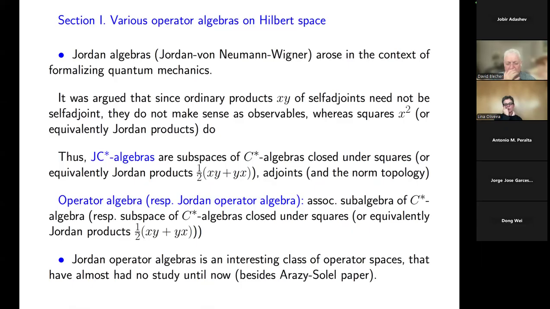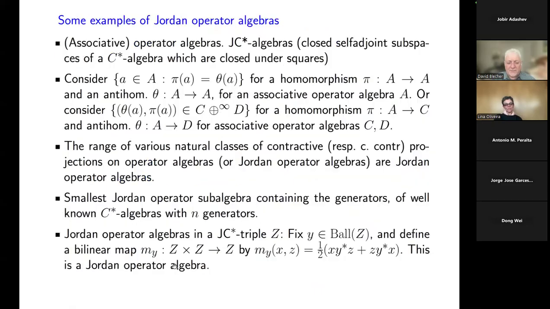In this talk, an operator algebra, respectively a Jordan operator algebra, is an associative subalgebra of a C-star algebra, or respectively, in the Jordan case, a Jordan subalgebra of a C-star algebra, a subspace closed under squares or Jordan products. And this is an interesting class of operator spaces that have not had a lot of study until now.